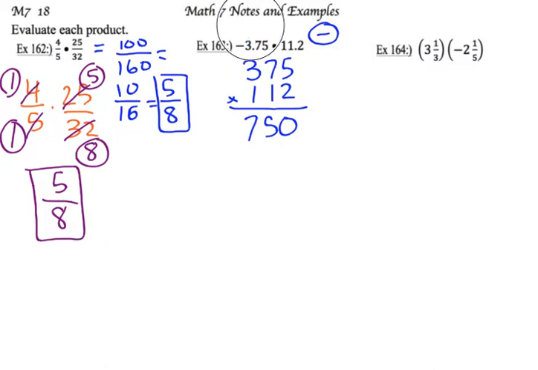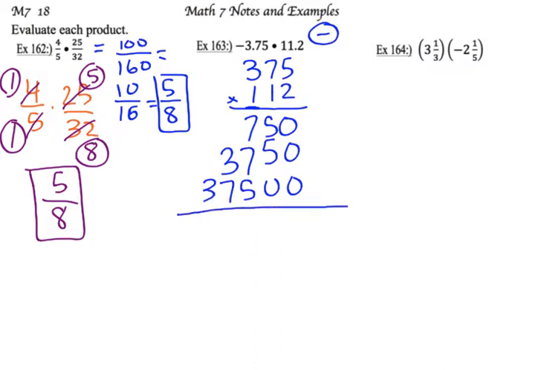Let's get rid of my carries and do the next one. 1 times 5 is 5. 1 times 7 is 7. 1 times 3 is 3. Okay, move and do the next one. This one now. 1 times 5 is 5. 1 times 7 is 7. 1 times 3 is 3.